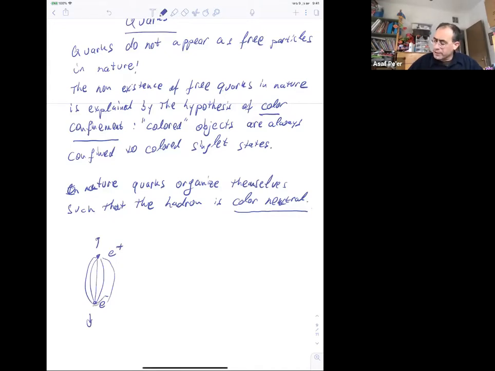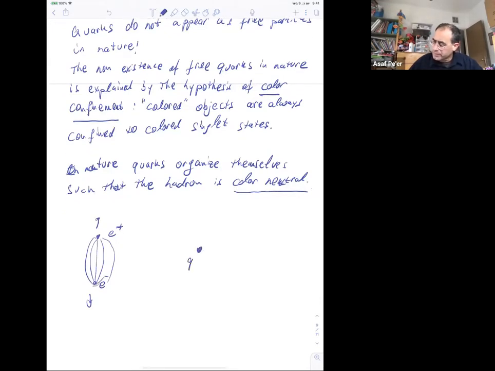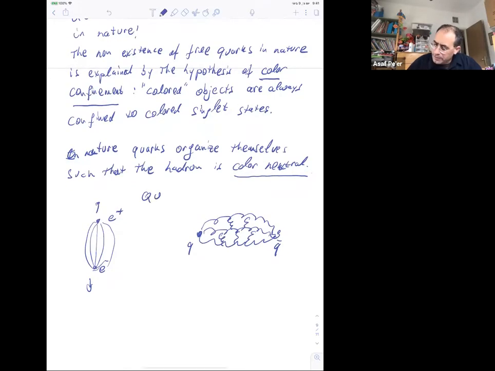Now, what happens if you try to take two quarks apart? Quark and antiquark connect via gluons. But when you try to take them apart, what will happen is that the gluons, since they carry different colors, can interact with each other, which is something that cannot happen in electromagnetism. So it's a qualitative picture.